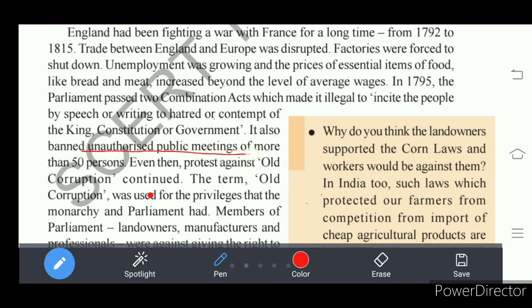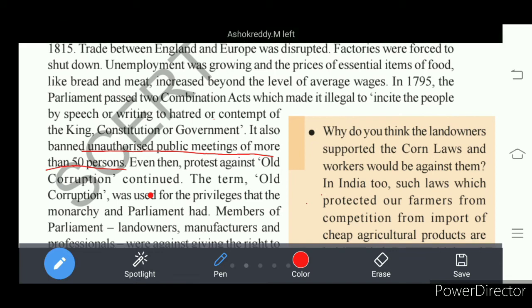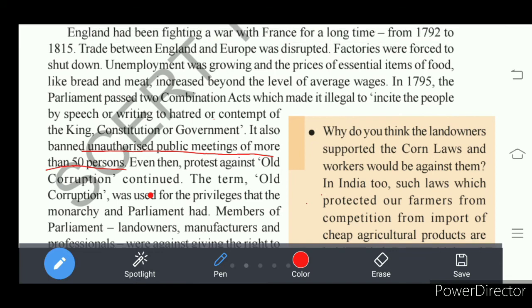Unauthorized public meetings where more than 50 people gather. If the public gathers, what will happen? They'll think about their problems. When they think about the problems, they will find a way to solve them. That means they may go against the government. When people unite, there will be a mass protest movement against the government.